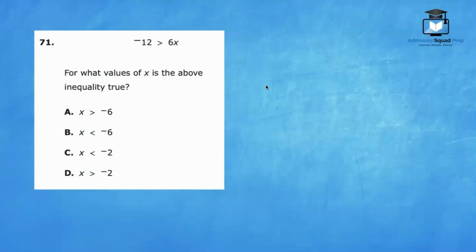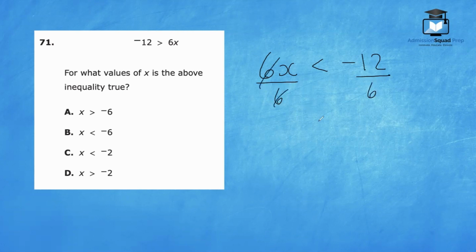Number 71, for what values of X is the above inequality true? I personally prefer for the variable to be on the left. So I will write 6X here on the left. I will reflect the inequality symbol. So instead of it being greater than, it's going to switch to less than, and we will write negative 12 here on the right. I will then divide both sides by 6. So we have X is less than negative 2.